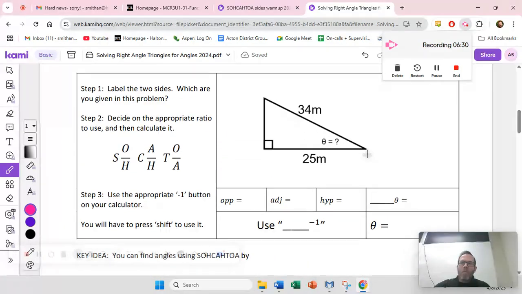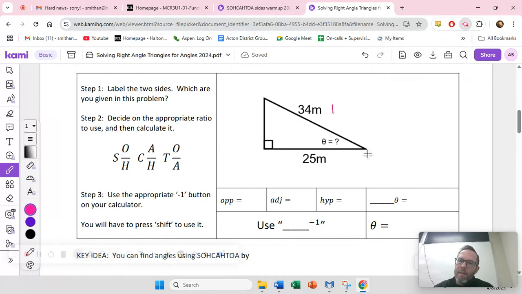All right, I'm back. So grade 10U would be like, okay, I'm going to label my sides. This is the longest side across our angle. This is the hypotenuse, 34 meters. 25 meters is next to my reference angle. This is the adjacent side. So that means I'll be using cosine.